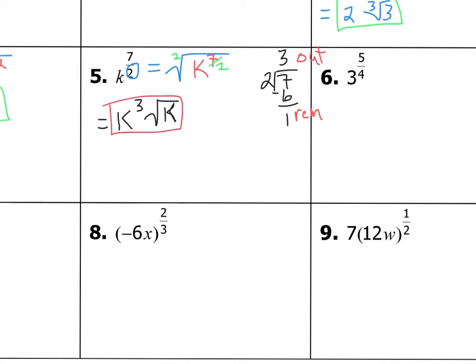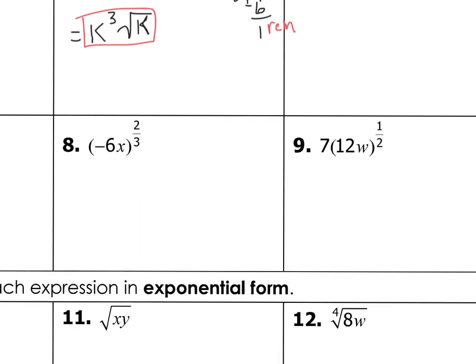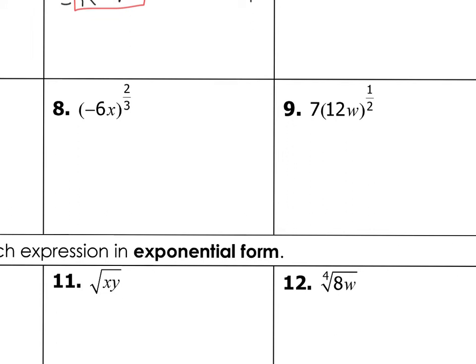All right, so then number 8 and number 9, I would like you to do completely on your own. Number 9 is a little bit different, so it's a little bit challenging. Make sure that you notice that on number 9, the 7 is not raised to the 1/2. So this is really like a coefficient in front of all of this. So go ahead and pause the video, try these 2 on your own, see how you do, and then restart the video.